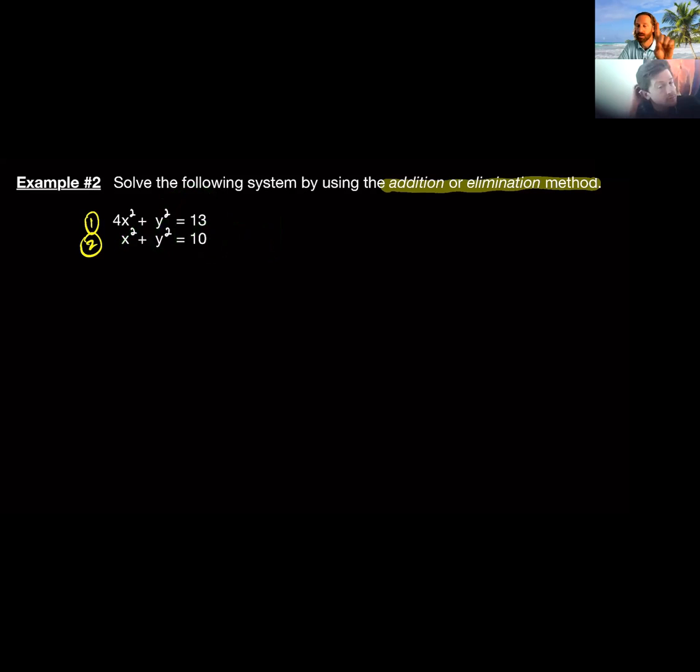Okay? So just going to run through this real quick. I'm going to take equation 1 and leave it as is. 4x squared plus y squared equals 13. And I'm going to take equation 2 and I'm going to multiply the whole thing. What do you guys want to get rid of? The x's or the y's? What would be easier? Y's. Definitely. Because all I'd have to do is multiply by a negative to everything to get those to drop out. Where here it'd have to be by a negative 4. Okay, so definitely going to multiply by a negative 1 to everything.